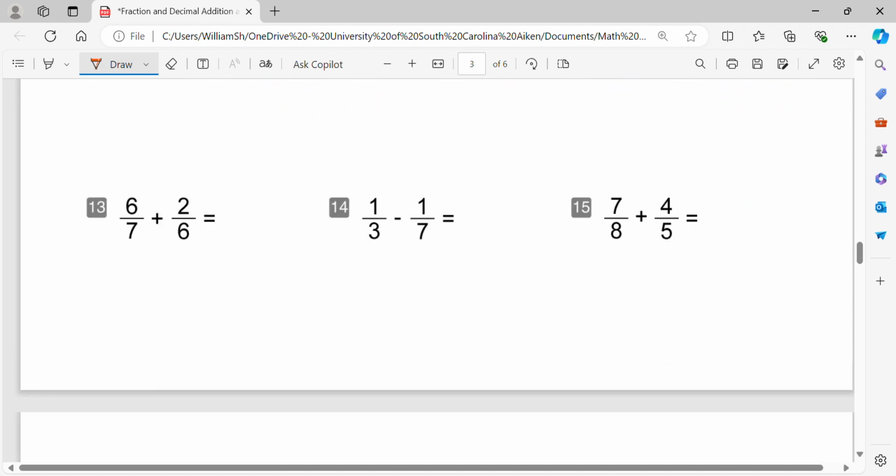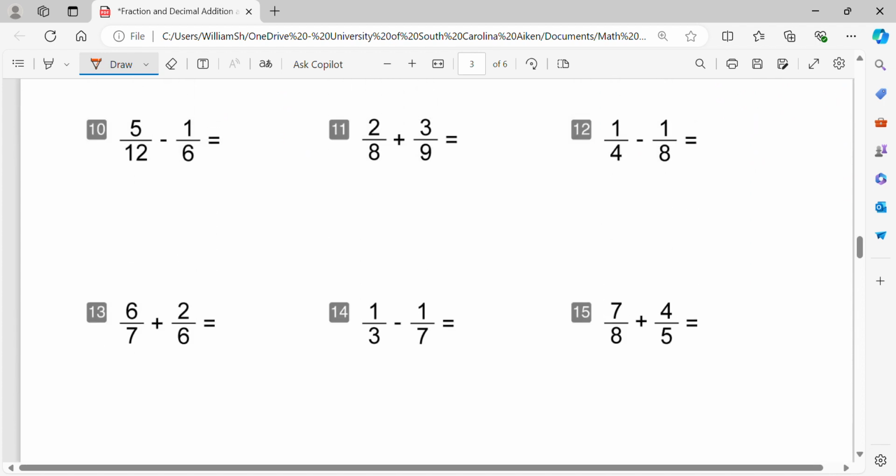Alright, got a few more. Got about 6 more. Let's look at 5/12 minus 1/6. Common denominator here should be a 12. So I'm going to multiply this by 2 over 2. So I'm looking at 5/12 minus 2/12, which should give us 3/12, which we should be able to reduce by a factor of 3 to 1/4.